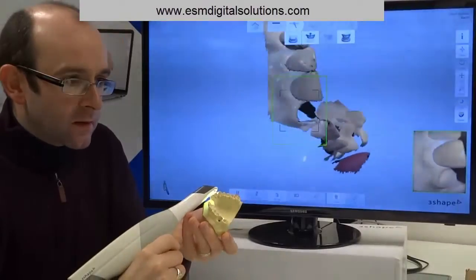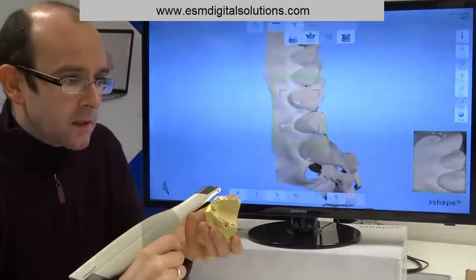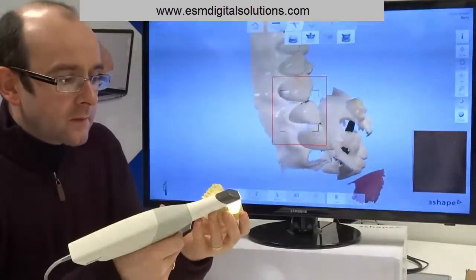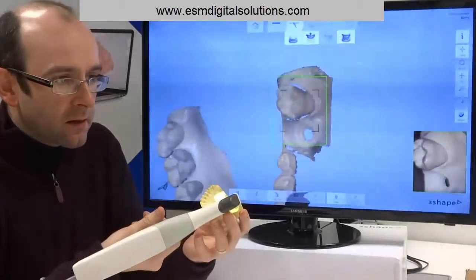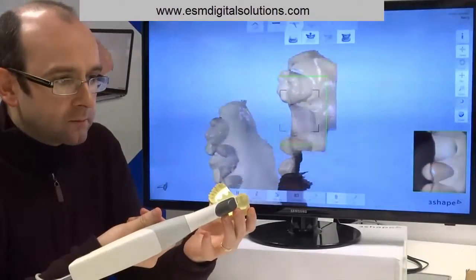Sweep around to the anterior region, and starting from the other side, do the same.